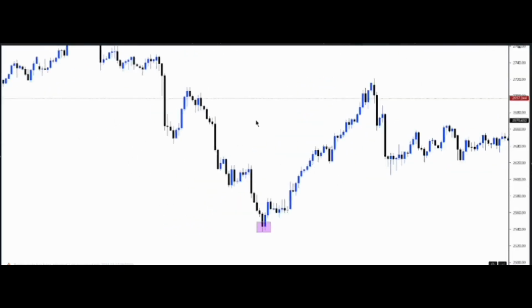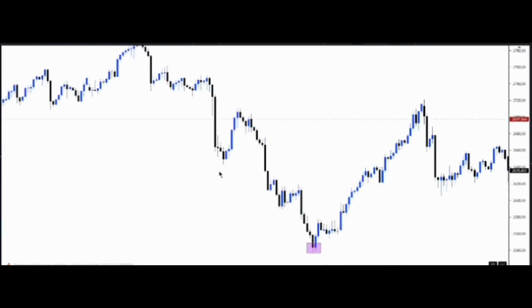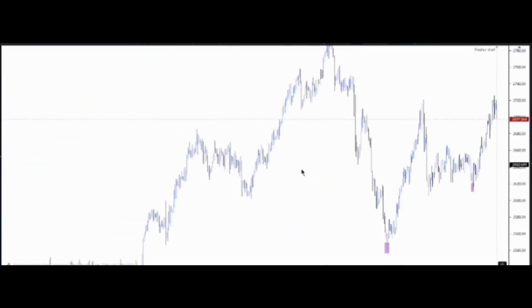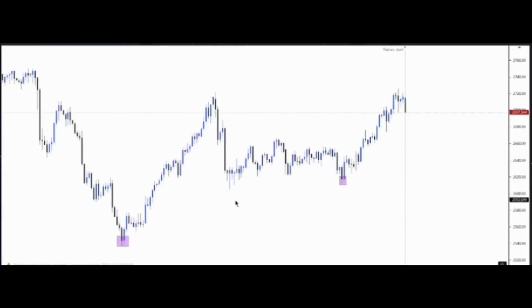I've already marked it out. Now, take a look at this. This market is clearly in a bearish structure here. As you can see, it's pretty much bearish. Price is dropping. Now, take a look at this.